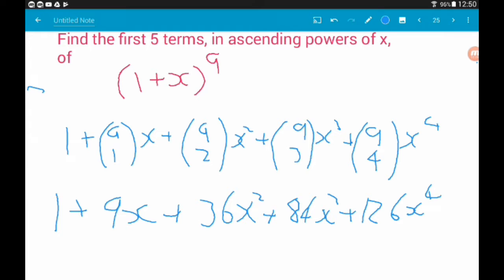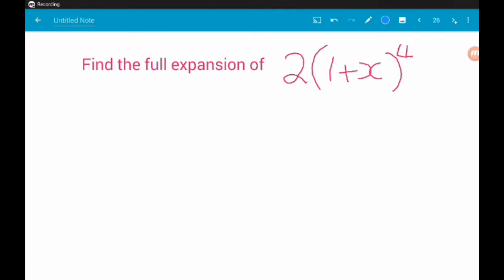So again, ascending means the power goes up by 1 from term to term. Okay, last one for this video then. So we want to find the full expansion of 2 lots of (1 plus x) to the power of 4. So I personally, wherever I can, when it's a nice small power that we're expanding, I just like to use Pascal's triangle. I don't like to use a calculator unless I really have to.